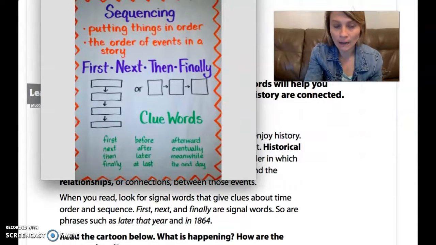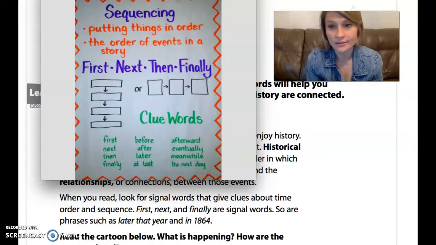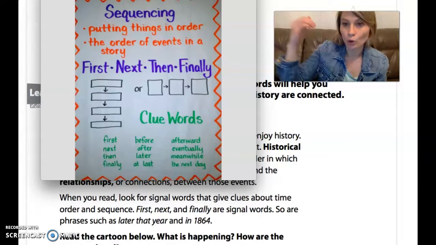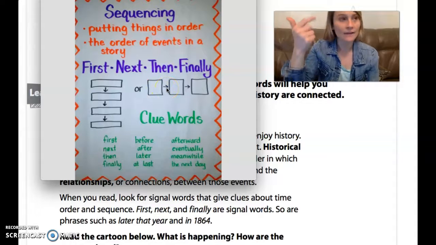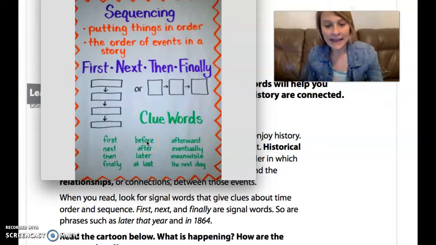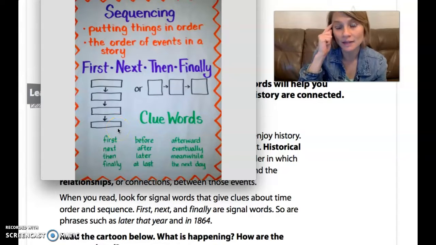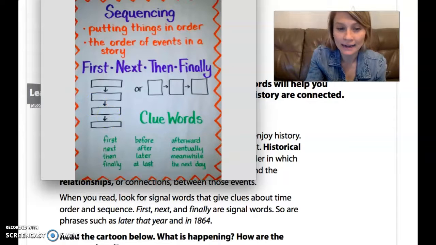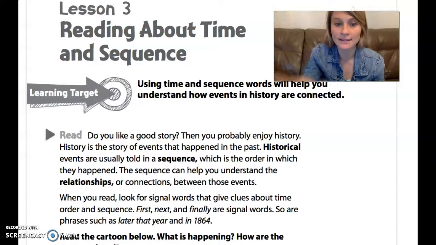Here's an anchor chart that we've had in our classroom before. Just to look at it again, sequencing is putting things in order, and it's the order of events in a story. Here are some key words: next, then, finally, after, first. Here are some more clue words: before, eventually, the next day. These are the big words that if you see these, your brain needs to go, huh? Sequence. And in writing, sometimes we call these transition words. That is what our whole lesson is about today.